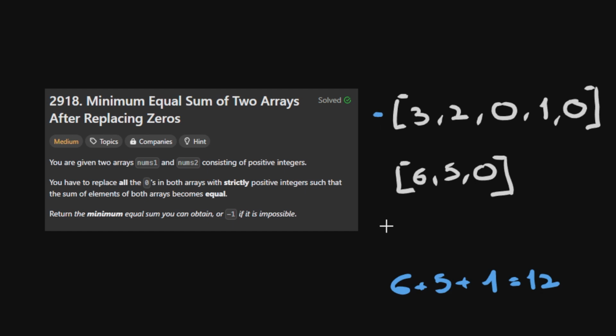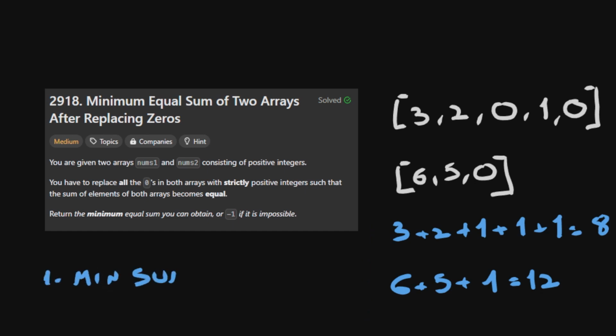So this is 12. And the sum for this array will be 3 plus 2 plus 1 plus 1 plus 1 again. And this is 6, 7, 8. So this is the first observation we can make. First, we need the minimum sum for each array. Okay, so the minimum sum for this array, replacing all zeros by ones, is 12, and the minimum sum for this one is 8.